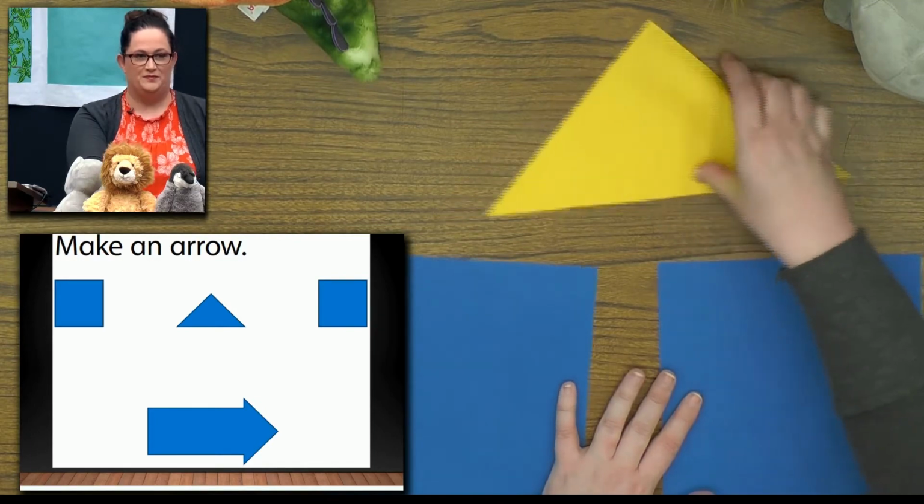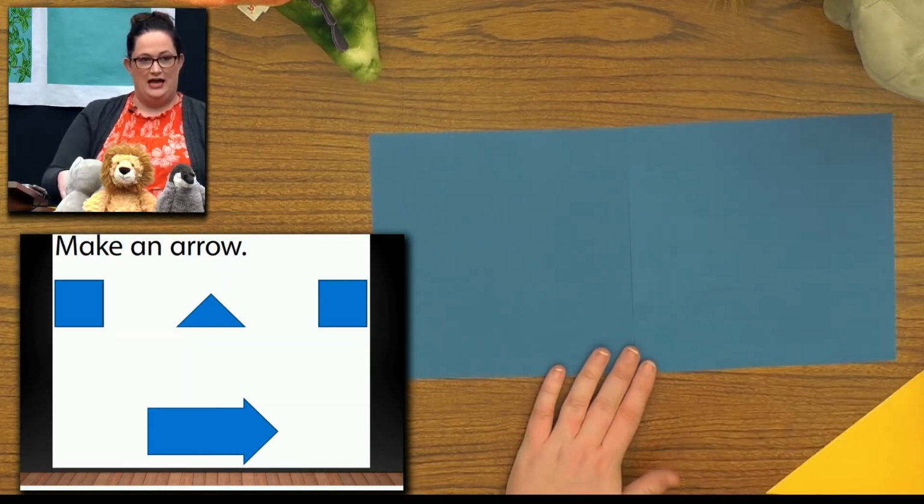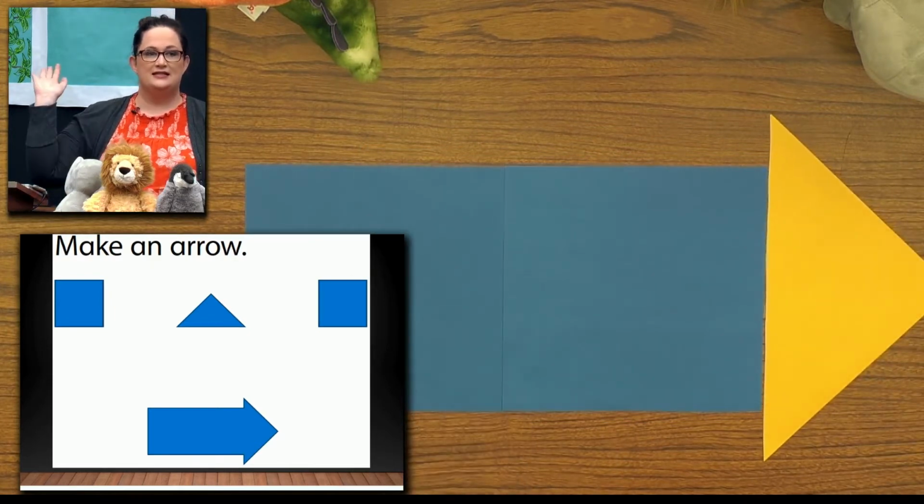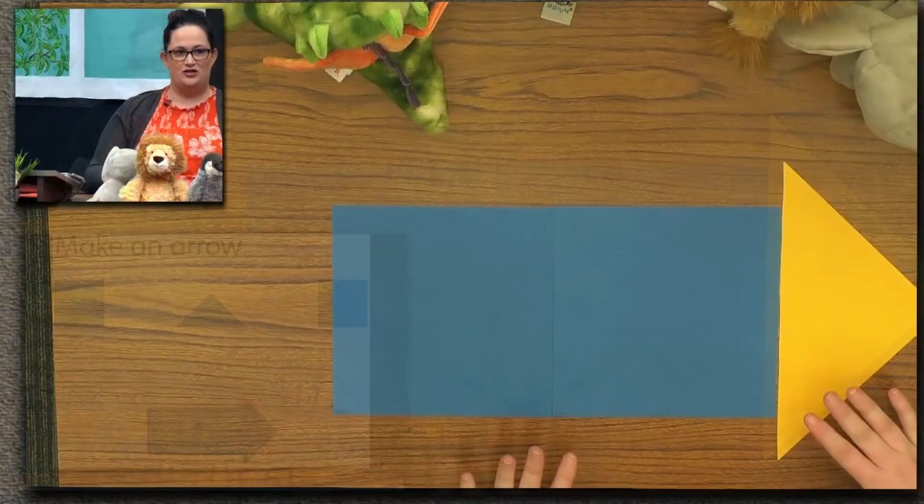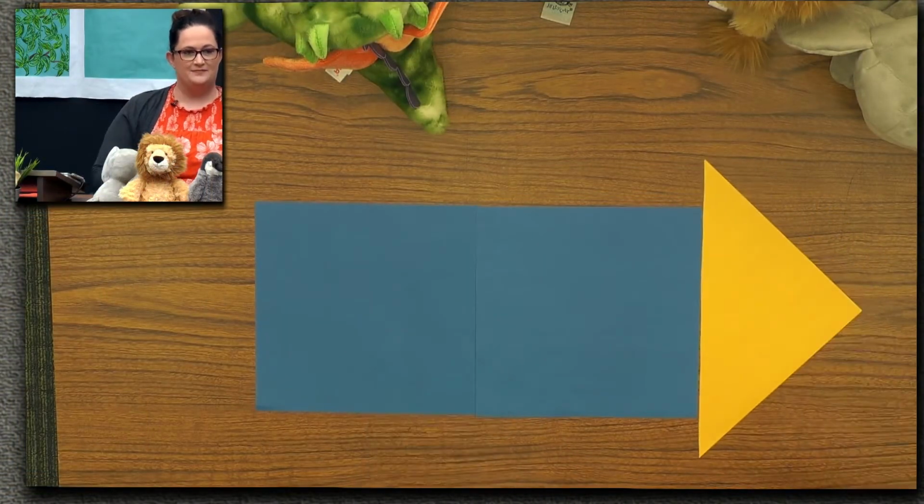Here's what you do. You take the 2 squares and you put them together to make a rectangle. And then you take the triangle and you put it on the end like this. And, Mr. Kevin, can you show, we have an arrow. We did it. Look at that.